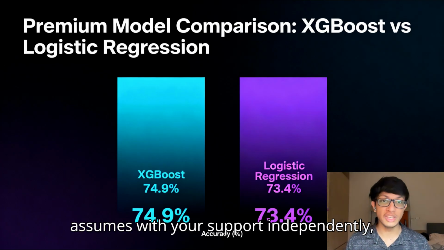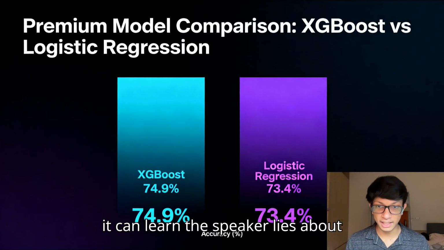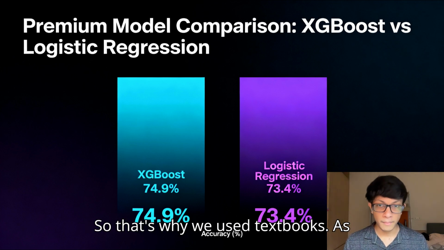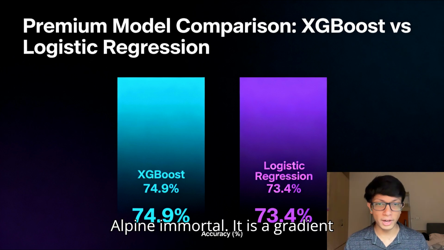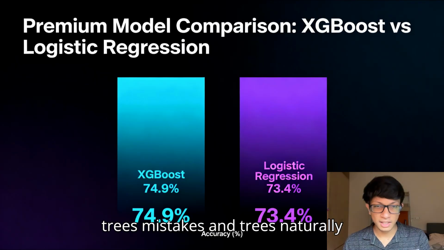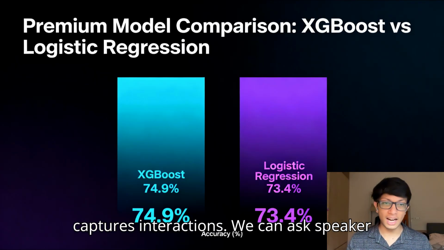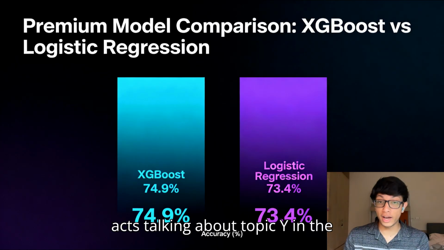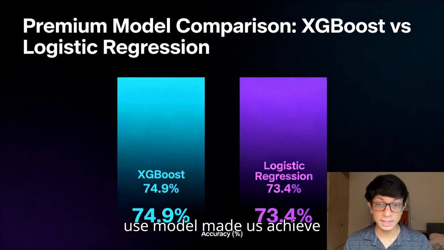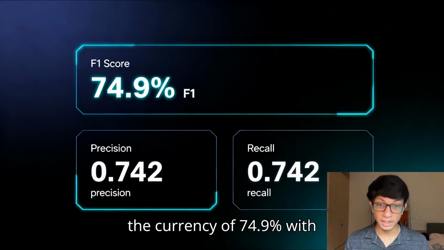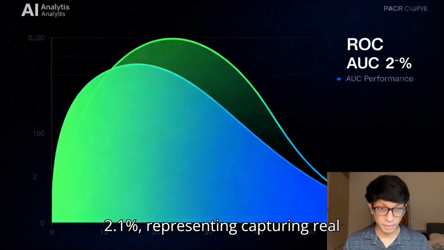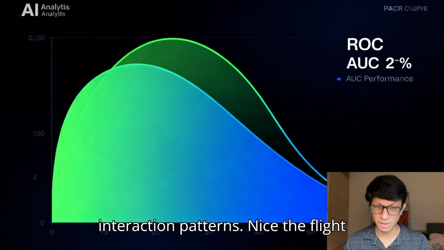But logistic regression assumes features work independently. It can't learn that the speaker lies about healthcare but tells the truth about economics. That's a feature interaction. So that's why we used XGBoost as our primary model. It is gradient boosted trees. Each tree learns from previous trees' mistakes, and trees naturally capture interactions. They can ask, is speaker X talking about topic Y in context Z? Our XGBoost model achieved an accuracy of 74.9% with an F1 score of 0.742, an improvement of 2.1%, representing real interaction patterns captured from noise.